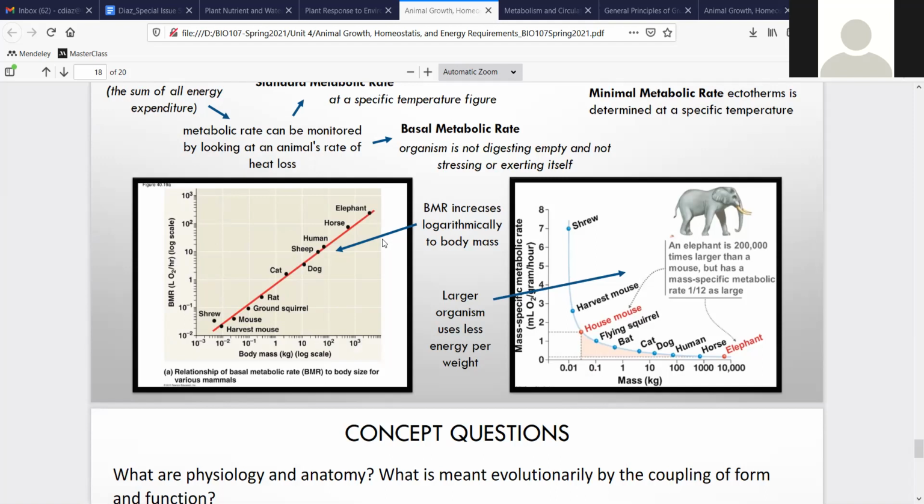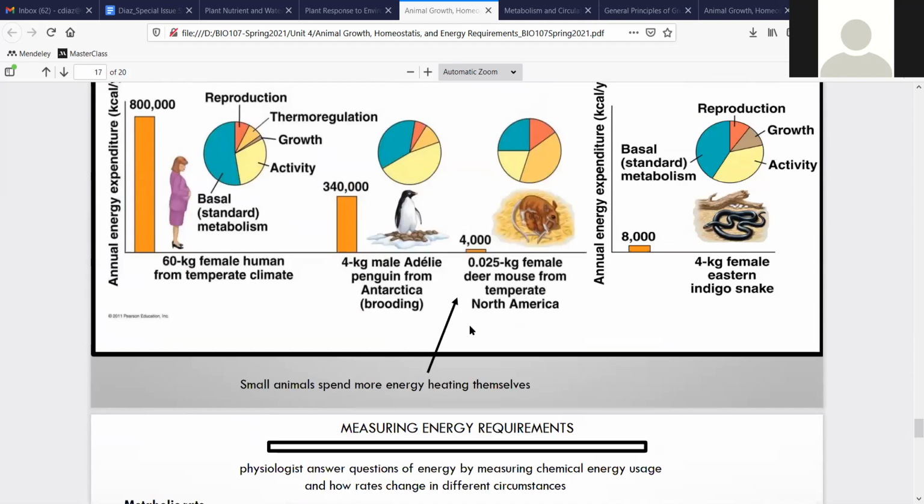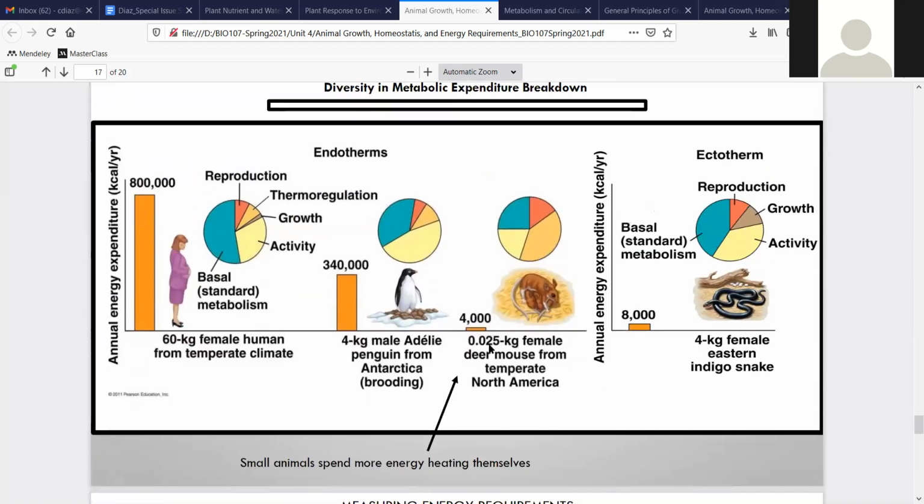That being said, proportionally speaking, when you look at how much energy animals are using, if you are bigger, you're going to have a lower proportional metabolic rate. So when you take that metabolic rate and divide by the size of the animal, it starts going down. And that's because smaller animals are going to lose more heat.